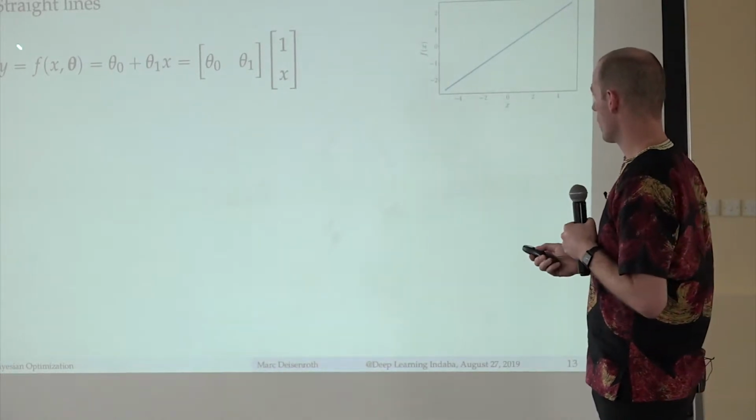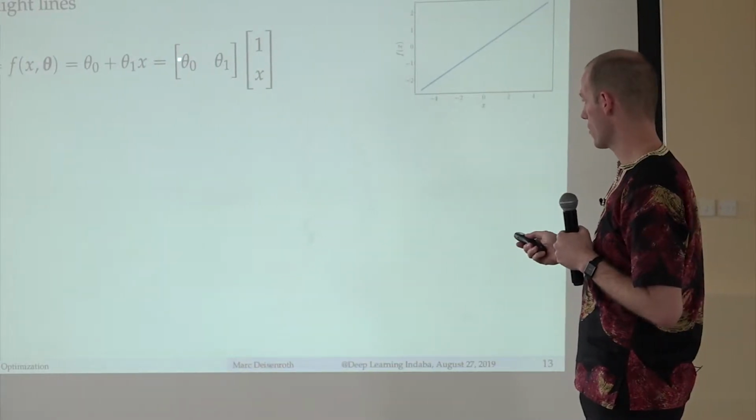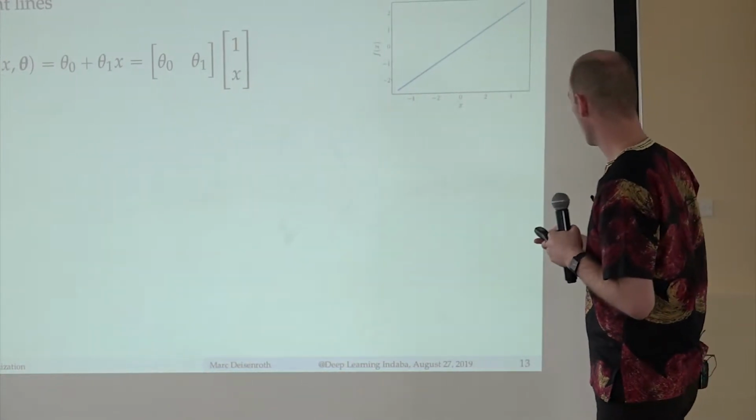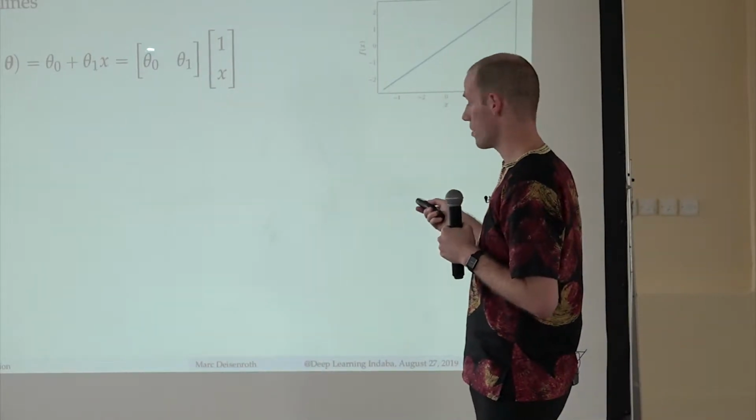So here is an example of a straight line. y could be f of x and theta, so theta 0 plus theta 1 times x. We can also write it like this in this inner product notation. And this is an example of a function that we can model using this kind of parameterization.